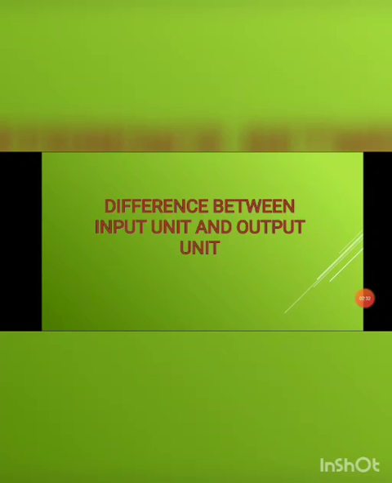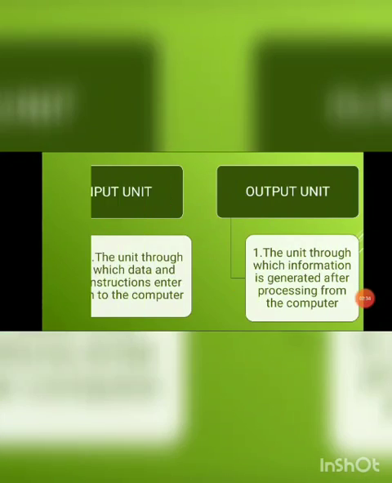Here we will discuss all the points. Point 1. Input unit. The unit through which data and instructions are entered into the computer. So whatever we are giving to the computer to process, those are known as the data, and what to do with the data, that is known as the instructions.